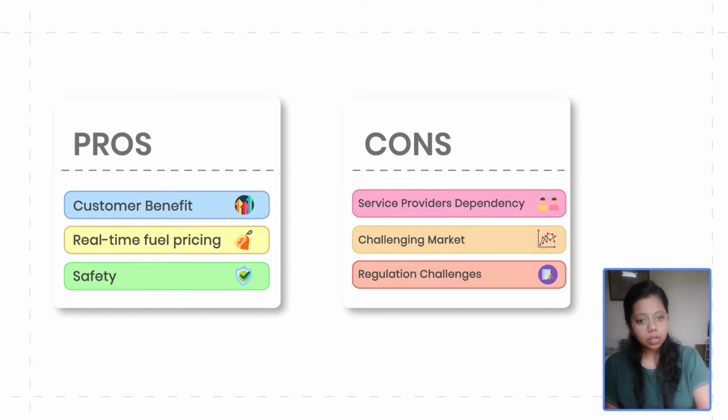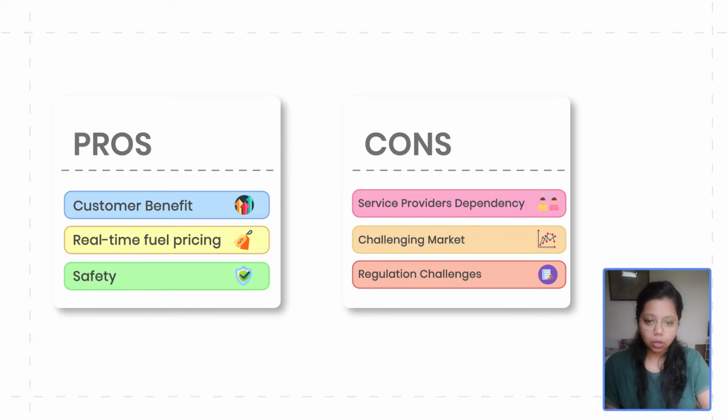Also, developing a customized fuel delivery app has its own challenges, such as number one, service provider dependency. Having dependence on third-party suppliers for fuel delivery may result in delays beyond your control. Number two is a challenging market. In competitive markets, standing out among existing fuel delivery services can be challenging, potentially limiting market penetration and growth. And number three is regulation challenges. Complex regulations and compliance requirements in the fuel industry may add complexity and cost to app development and operations.